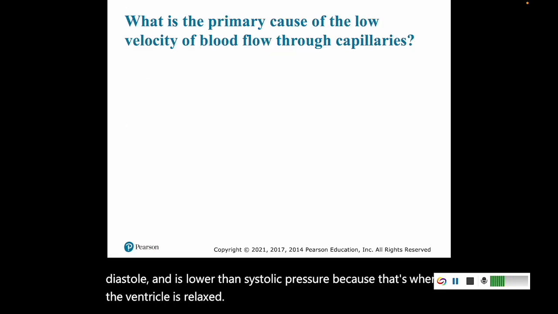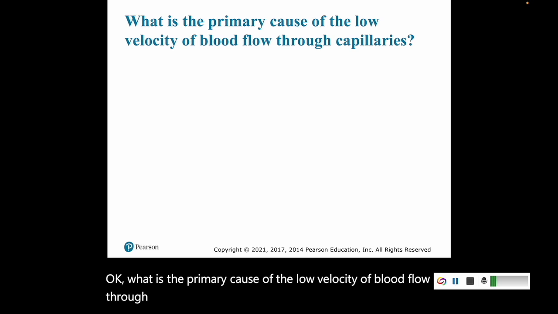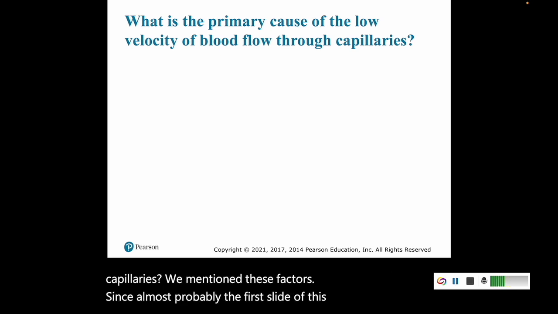Okay, what is the primary cause of the low velocity of blood flow through capillaries? What causes blood to flow so slowly through capillaries? We mentioned these factors since probably the first slide of this video. So make sure you're comfortable with those causes.